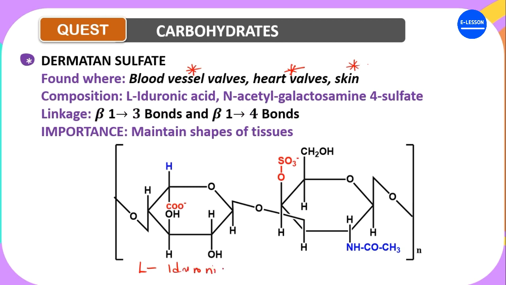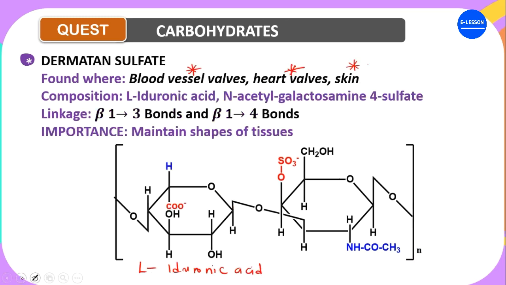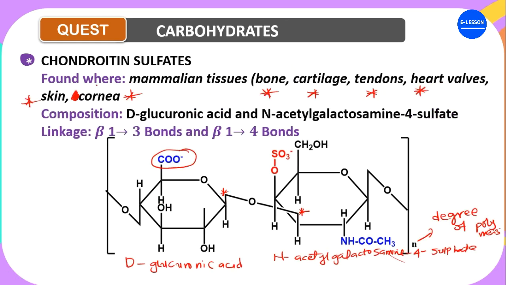Iduronic acid. Now, how did this come about? By just changing the position of H and what? COO minus. Remember that in this case, the COO minus is on top. What you do is bring it down for the case of this other one here, which is dermatan sulfate. So chondroitin sulfate and dermatan sulfate are almost the same. The only difference is this carboxylic group here is brought down, and this OH group and this hydrogen group are what? Taken up. Is that understood? That is the difference between them.